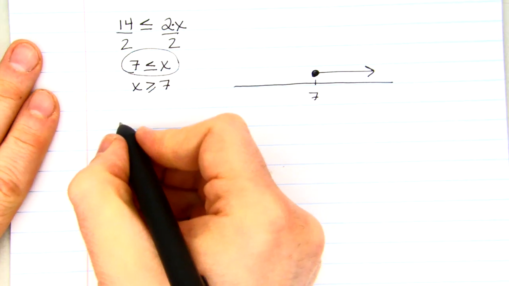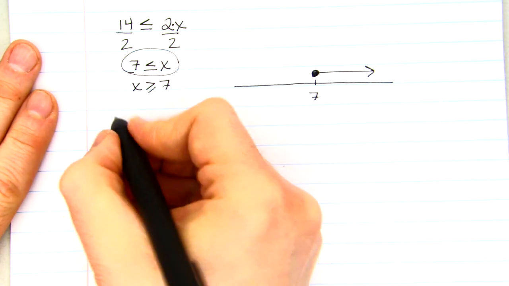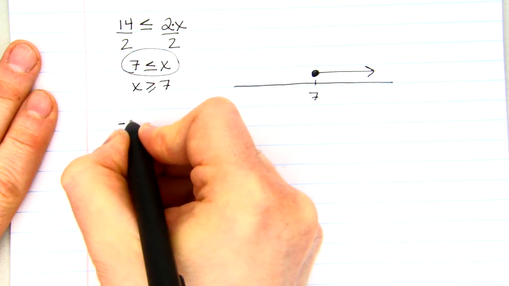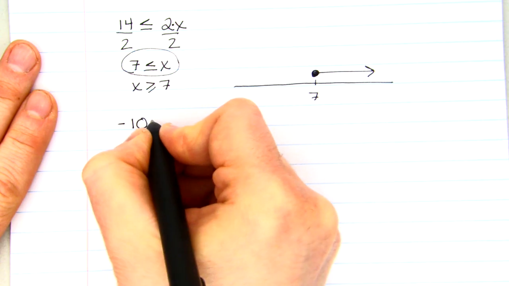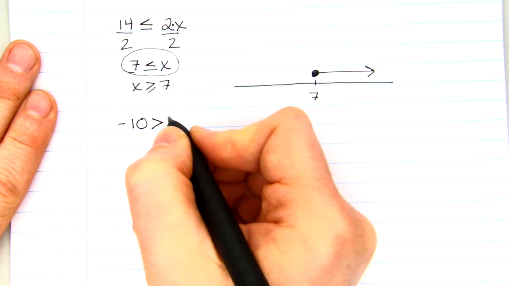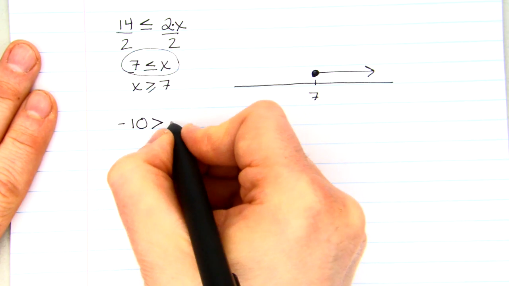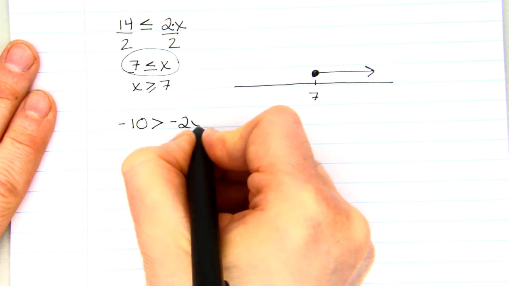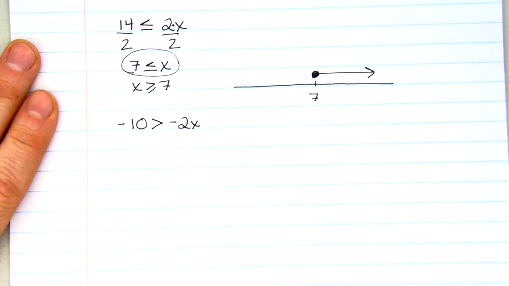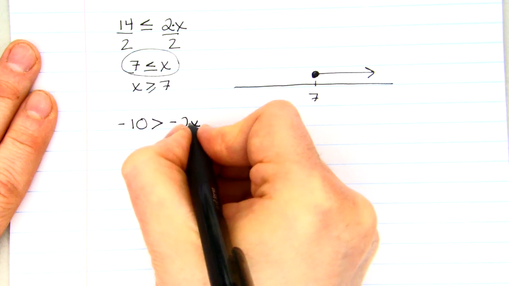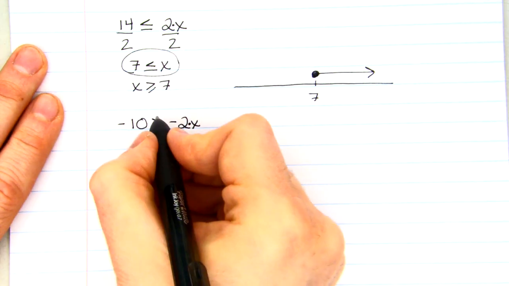Let's do a tricky one. Negative 10 is greater than negative 2x. Negative 2x, remember, means negative 2 times x.